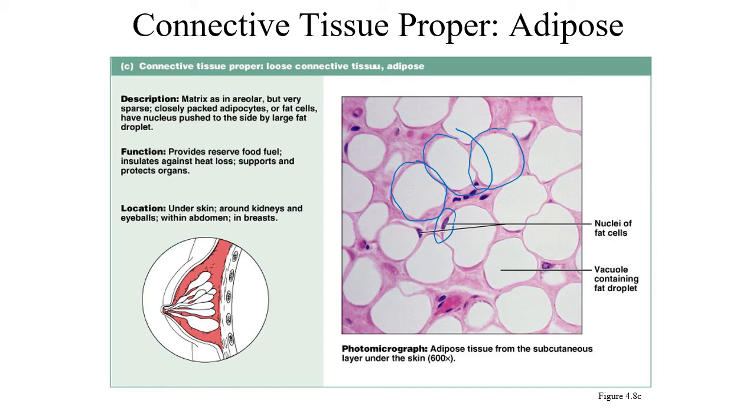Again, adipose is very widely distributed. We find it all over the body. Under the skin, it's part of the hypodermis. It's in and around all of our organs. It serves as a good protection for the body.